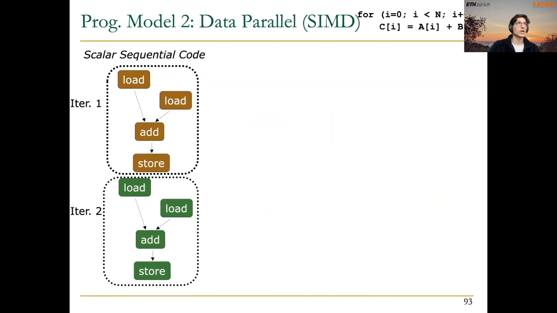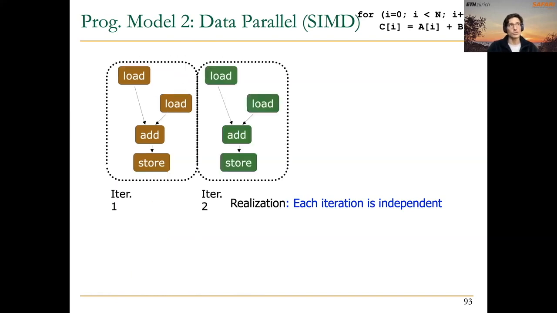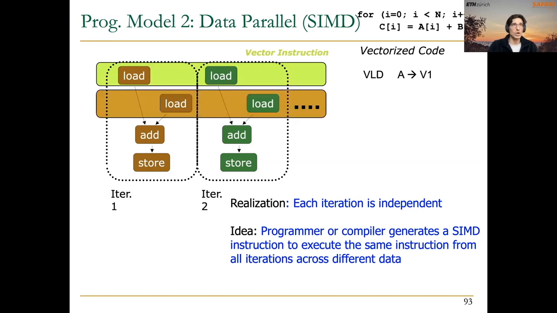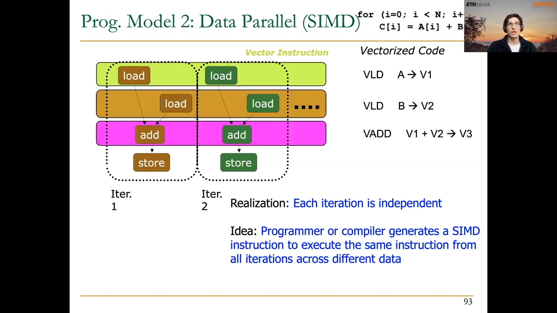Right. The second programming model is where we now write parallel code, we write SIMD code, and the realization here is to observe that each iteration is independent of each other. This is something that we saw before in the SIMD part of the lecture. We have already seen that because these two loads are independent, I can write a single instruction for both, right? A vector load, or for these two, a vector load, for these two, a vector add, for these two, a vector store. So now the programmer or the compiler generates a SIMD instruction to execute the same instruction from all iterations across different data.